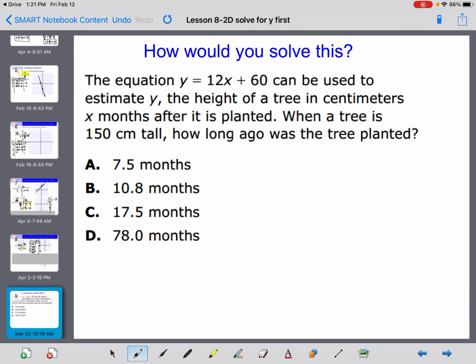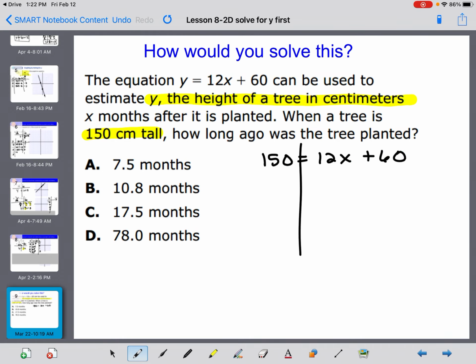So the equation y equals 12x plus 60 can be used to estimate y, the height of a tree in centimeters, x months after it's planted. When a tree is 150 centimeters tall, how long ago was it planted? So when you're figuring this one out, 150 centimeters tall, you have to look at what each of the variables mean. Should you substitute 150 in for y, or should you substitute that in for x? I see that y is the height of the tree in centimeters. So I would say 150 equals 12x plus 60.